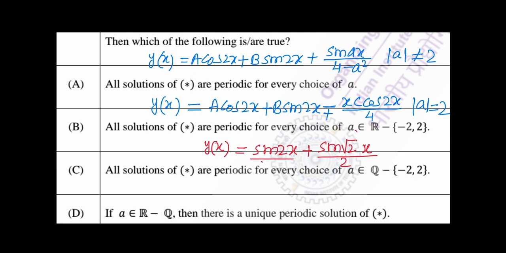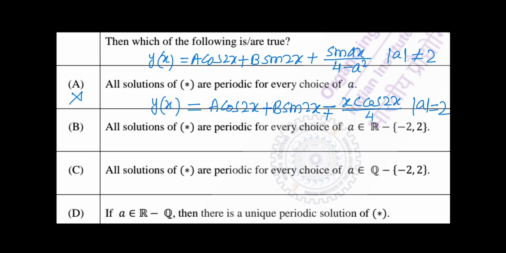This is a periodic function, this is also a periodic function, but the sum of these two periodic functions is not a periodic function, because here you see 2, and here you see root 2. Due to these two numbers, one is rational, other is irrational, this whole function is not a periodic function. So our option A is wrong. One is rational and other is irrational number, so our option A is wrong.